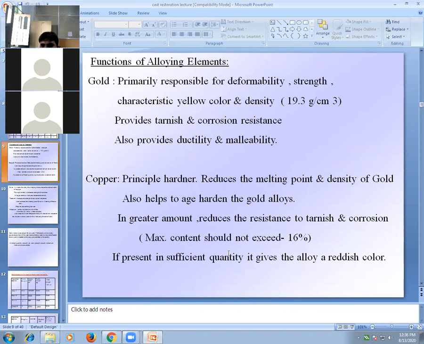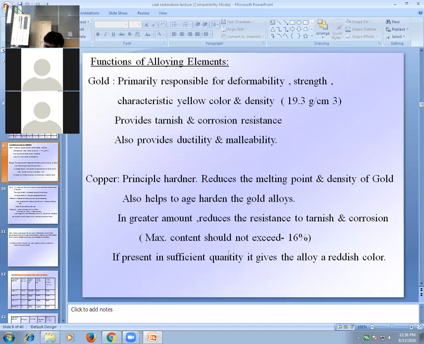So it should not exceed 60%. What happens if we extend it to more than 60%? More tarnish and corrosion will take place. So again, a marginal defect may be produced, and there will be failure in your casting. So, what is the other function of this copper? As you all know, it is reddish in color. So it gives this red color to the castings.